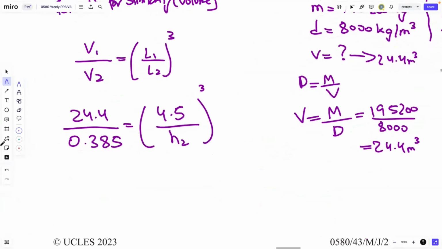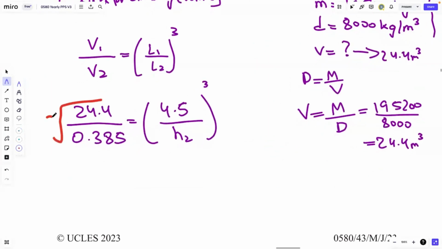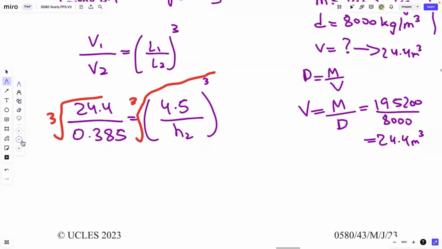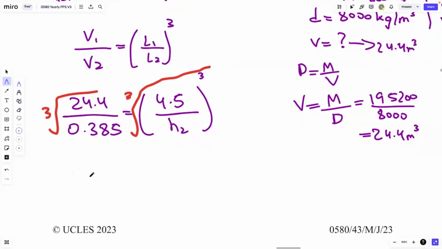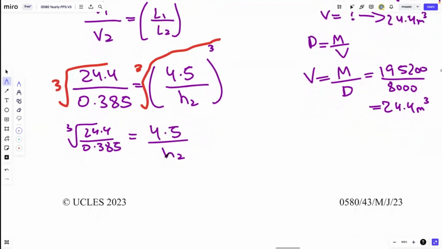Then we can apply cube root on both sides to cancel out the cube. So we'll have the cube root of 24.4 divided by 0.385 equals, and the cube and cube root cancel out, so you're just left with 4.5 over h2. Now we need to make h2 the subject, so we need to isolate it. Since it's in the denominator, we need to bring it to the numerator, so we multiply it here. h2 equals, and this whole thing would get divided.